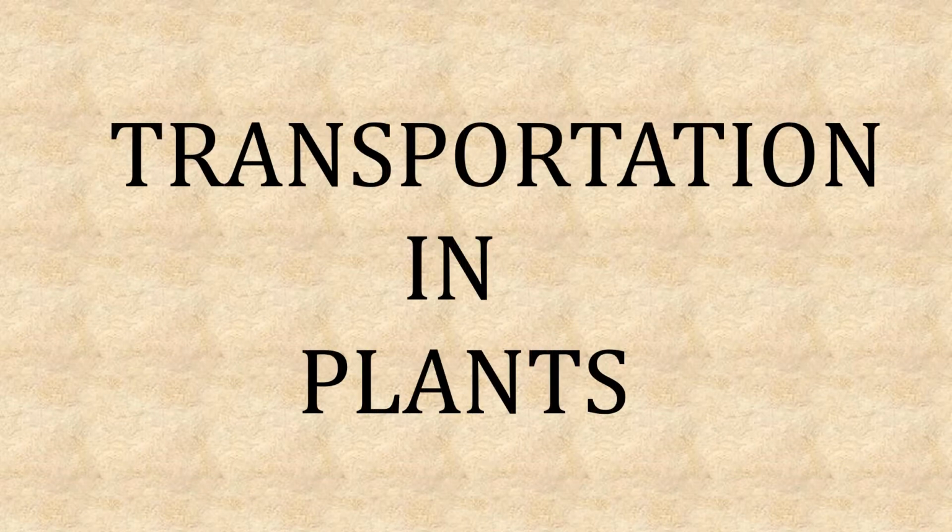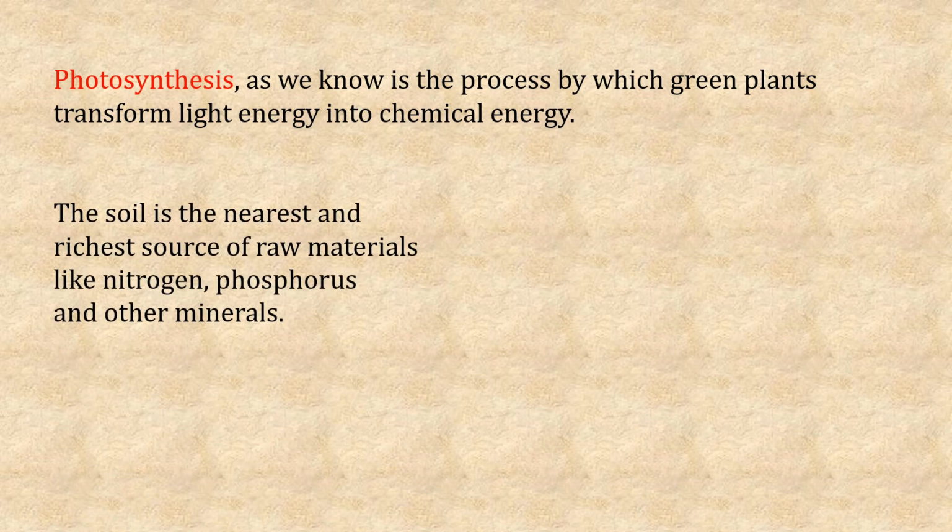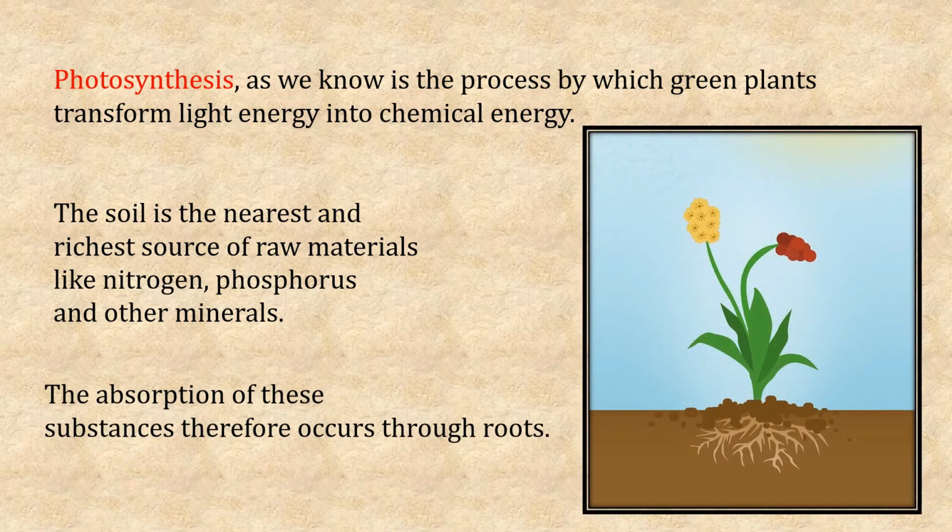Transportation in plants. Photosynthesis, as we know, is the process by which green plants transform light energy into chemical energy. The soil is the nearest and richest source of raw materials like nitrogen, phosphorus, and other minerals. The absorption of these substances therefore occurs through roots. So roots become very important as they carry raw materials like nitrogen, phosphorus, and other minerals from the soil to the higher part of the tree.